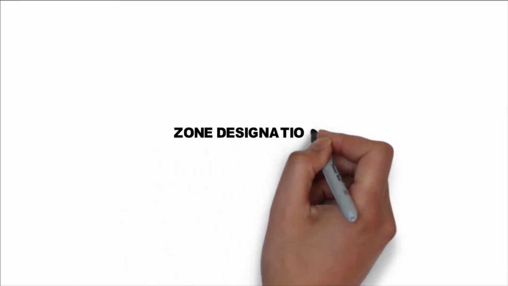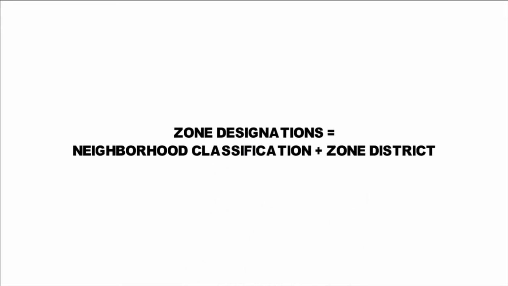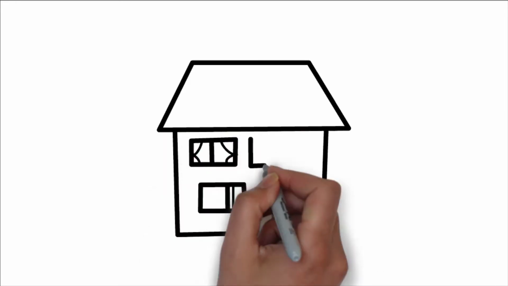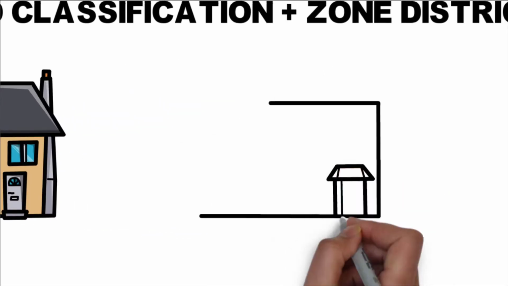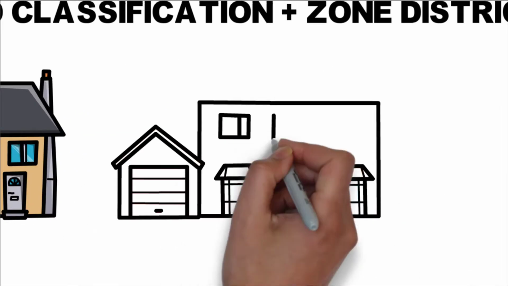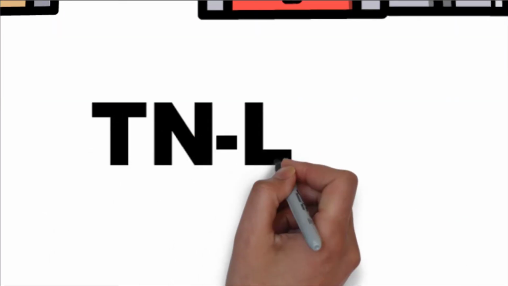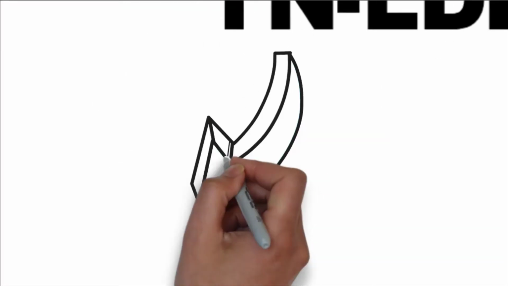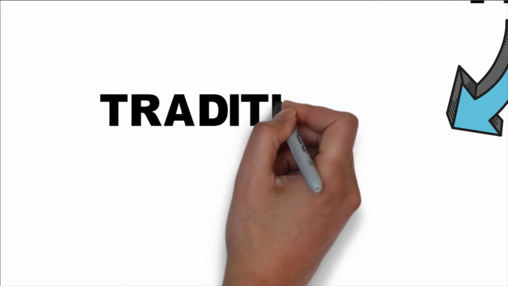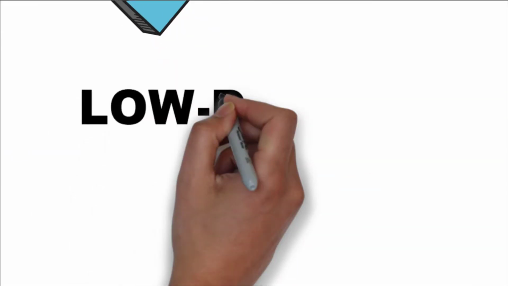We use neighborhood types in conjunction with zone districts to ensure new development is compatible with existing development in the neighborhood. That's why the same zone district, for example, low-density residential, will look different depending on the neighborhood type. Because neighborhood classifications are different than zone districts, the zoning in Grand Rapids has two components separated by a dash. So take, for example, TN-LDR. The neighborhood classification is traditional neighborhood, and the zone district is low-density residential.